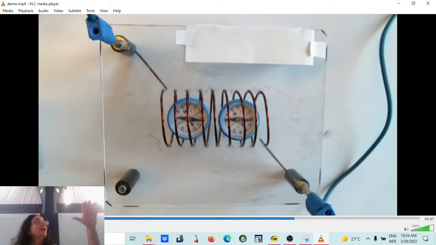Isn't that cool? So actually, you can do your right hand like this, and that will show you the north. For example, that could be the north, that could be the south, if the current is looping around this way. The magnetic field inside will be uniform, constant, same direction, same magnitude. Outside, it will be very weak. So for problems in physics, we usually say that the magnetic field outside is zero.